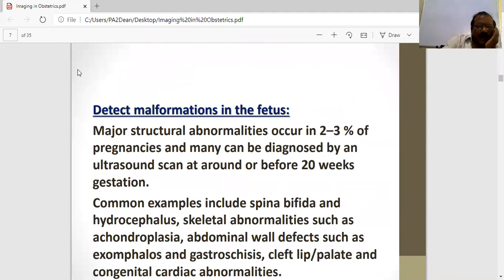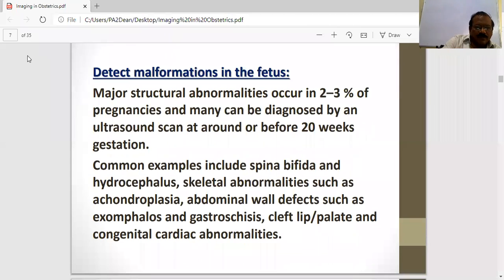To detect malformation of the fetus, we do what is called the TIFA scan, around 20 weeks of gestation. TIFA means targeted imaging for fetal anomalies. That is the detection of malformations in the fetus. Major structural abnormalities occur in 2 to 3% of pregnancies, and many can be diagnosed by ultrasound scan around or before 20 weeks of gestation.